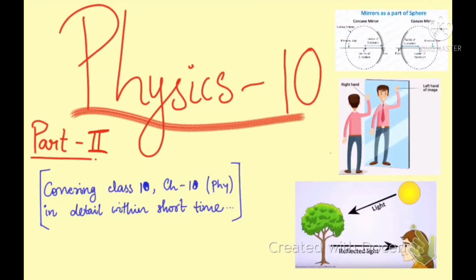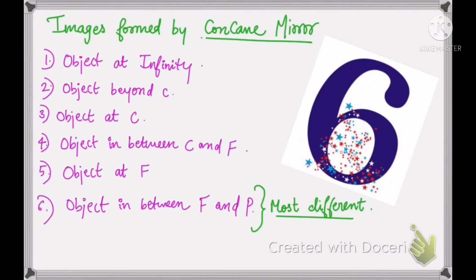Hello everyone, so in today's video we are going to learn class 10th physics chapter 1, and under which we are going to learn part 2, image formed by concave mirror and convex mirror also. So let's start with concave mirrors. There are 6 different possibilities or 6 different images that we get from a concave mirror.